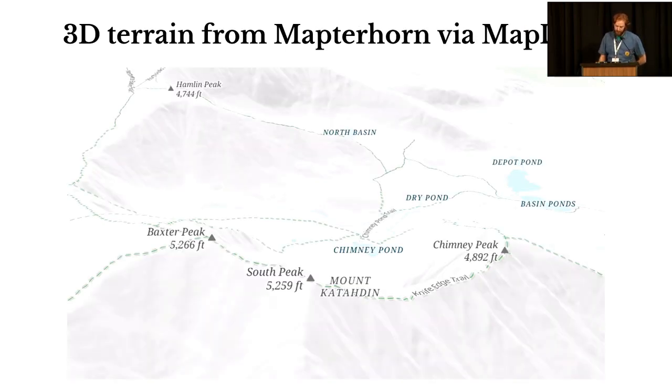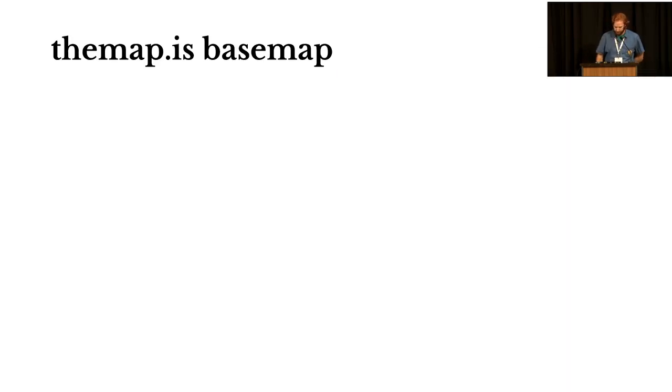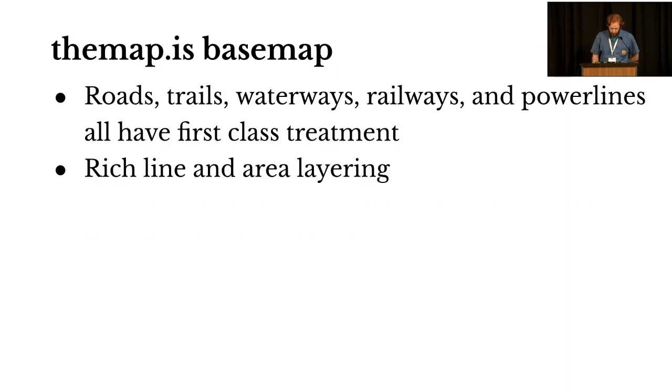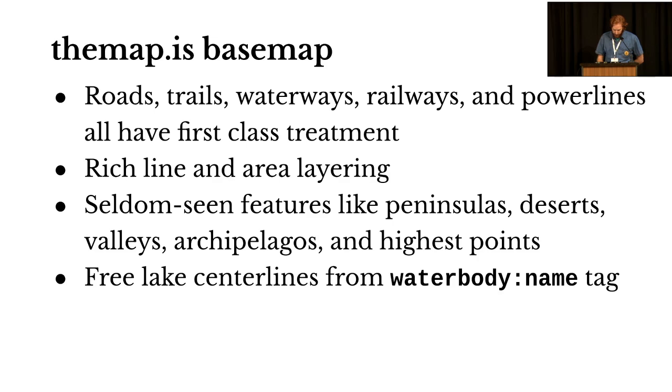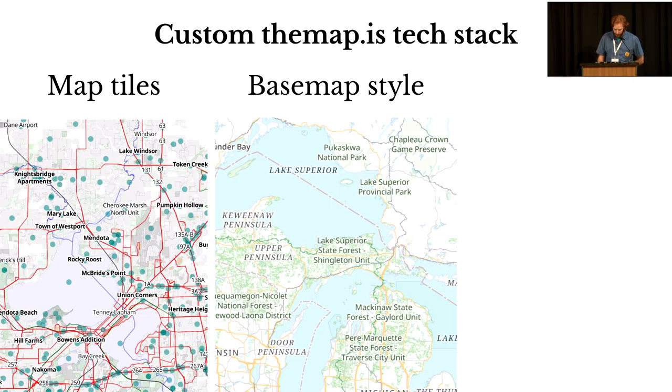And just for fun, this isn't part of the tiles, but we can also do 3D terrain in MapLibre using Mapterhorn, which is a cool open, free DEM dataset, an elevation dataset. And we can also use 3D building tags from OSM in MapLibre. This is an optional thing you can turn on. So I think I went through a lot of these things already. There's a little summary. So that's the second part of the tech stack I wanted to show.